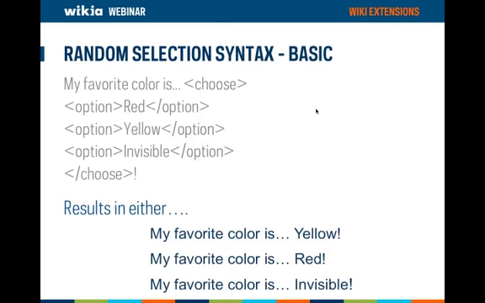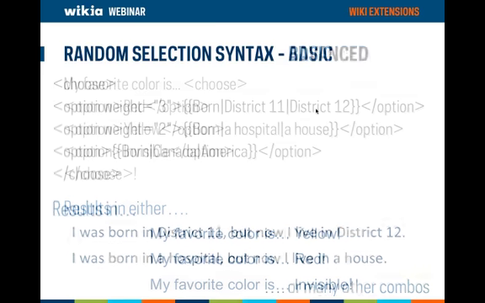Now let's look at a very basic example. In this page, we are going to ask what is someone's favorite color, but actually have the color chosen at random. To do so, you must start with a choose tag around the options you want the answer to be chosen from. Then each option must be wrapped in an option tag before you close out the choose tag. This will then result in a user, when they refresh the page in question, to be presented with a randomly chosen color. So when you go to this page, you could see any of three different colors: yellow, red, or invisible, which I guess is kind of a color.